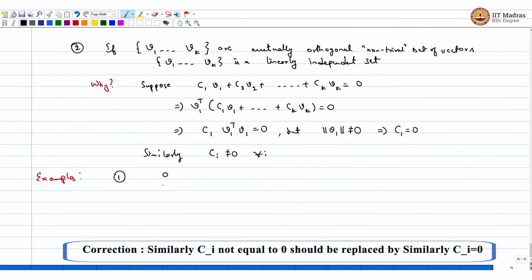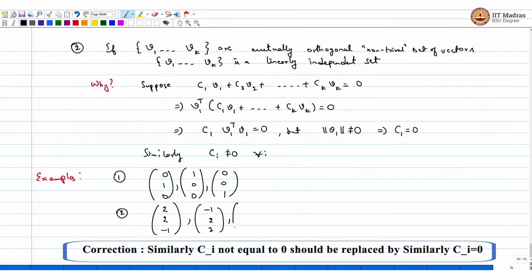The standard basis says (1, 0, 0), (0, 1, 0), (0, 0, 1). These are orthogonal vectors. It need not be standard, you can make up other examples also. For example, this: (2, 2), (2, minus 1, 2).